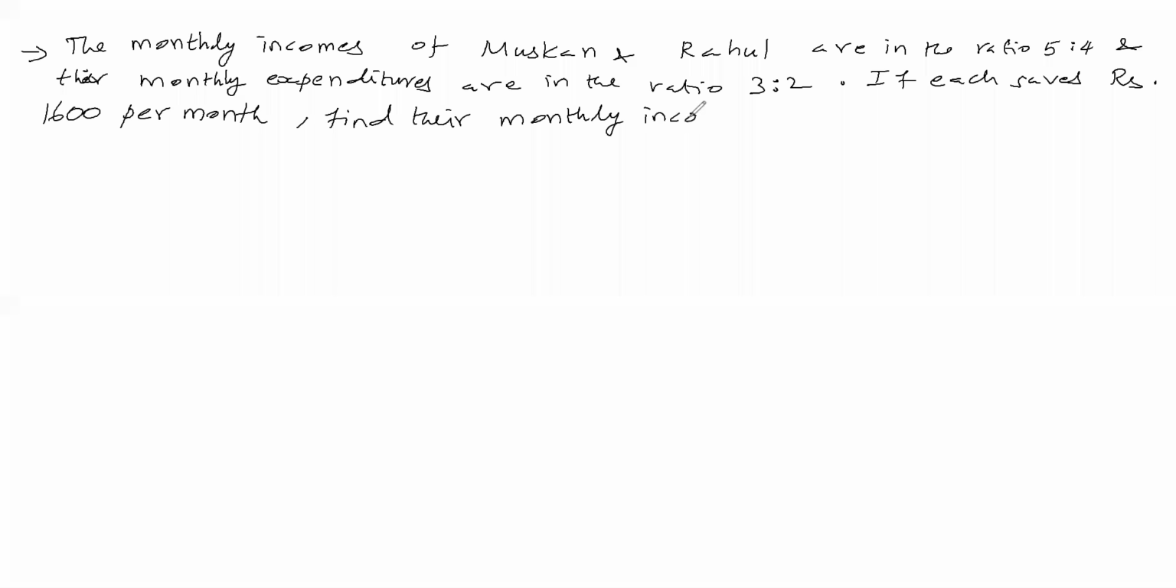Find their monthly incomes. Now what we have to find is the monthly income of both. The monthly income for Muskan is 5x, and Rahul is 4x.